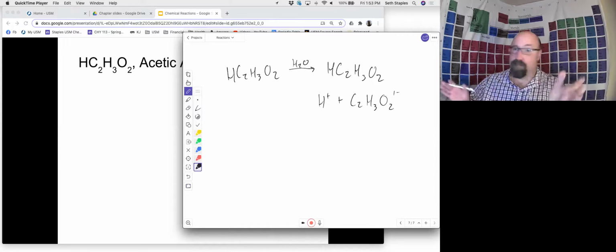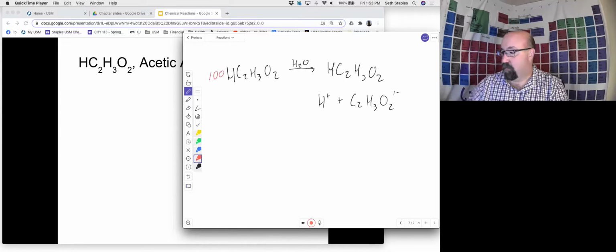So just to make up, these are completely made up numbers. But for instance, if we had 100 acetic acid units, then maybe 95 of them stay completely together. But 5 of them come apart into their ions.